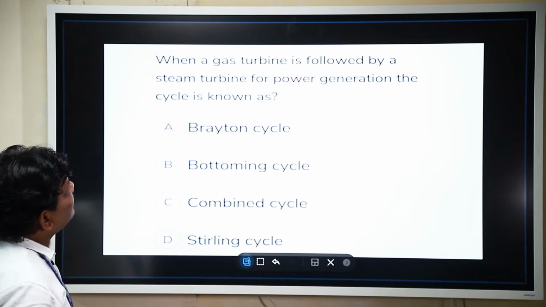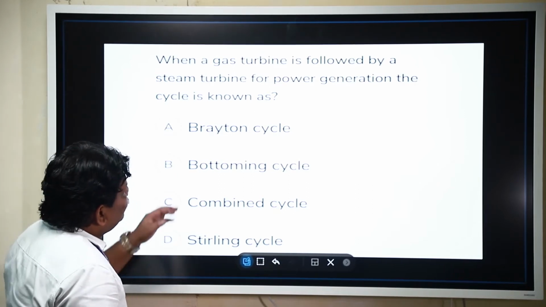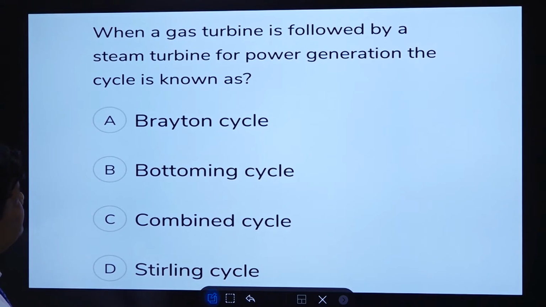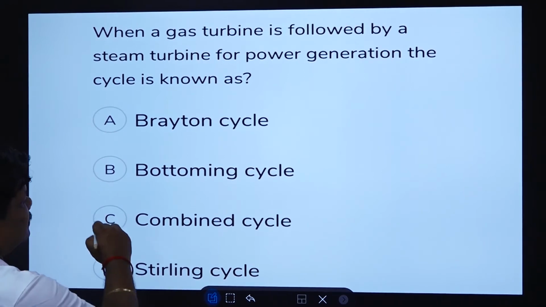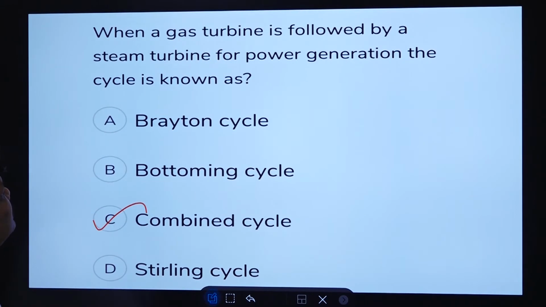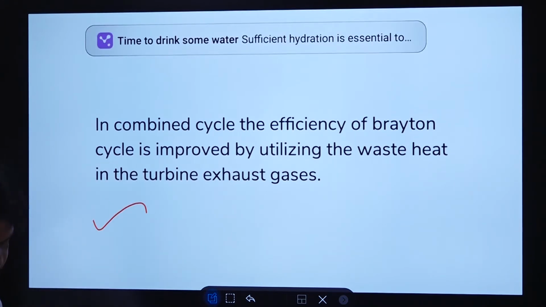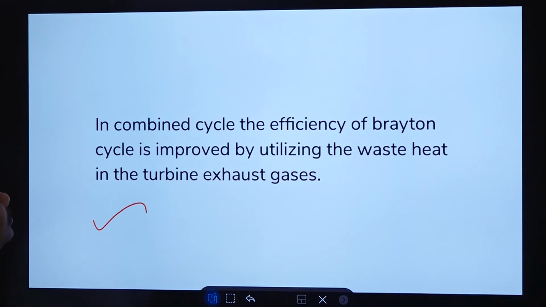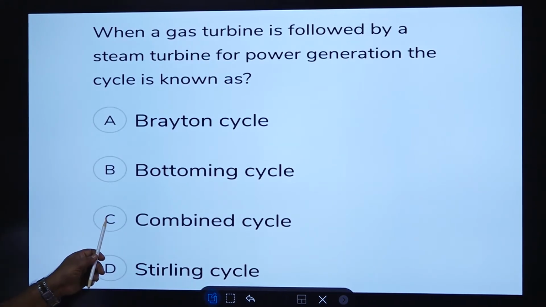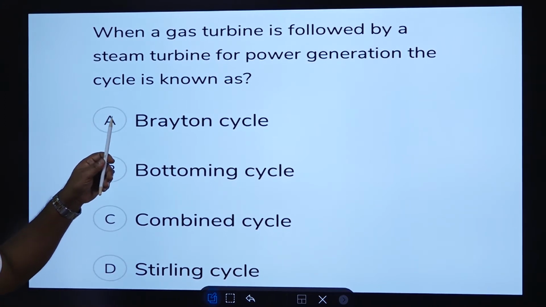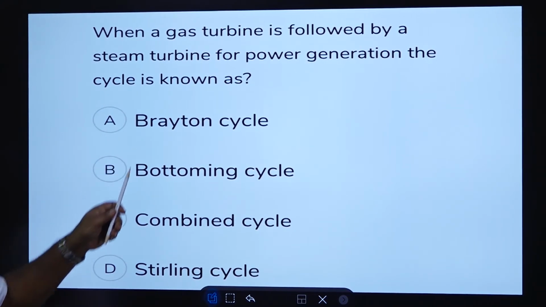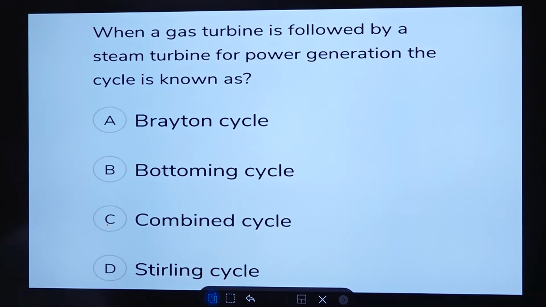So the next one is, when a gas turbine is followed by a steam turbine for power generation, the cycle is known as combined cycle. You can see here, only in combined cycle, the efficiency of Brayton cycle is improved by utilizing the waste heat in the turbine exhaust gas. So when a gas turbine is followed by a steam turbine for power generation, then that cycle is called a combined cycle.